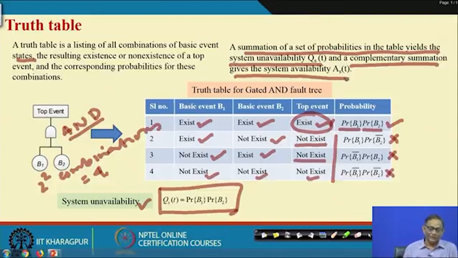This is what a truth table is. In a truth table you find all possible combinations, and then you find for which combinations the top event exists, meaning system failure takes place, and for which combinations the top event does not exist, meaning system failure will not take place. Basically, you can find the combinations with the system states, whether it is failing or not failing. The combination when the system fails, the probability of that combination leads to the unavailability, and the combination for which the system state is successful, that combination probability will lead to the system availability, and the sum of the two will obviously be 1.